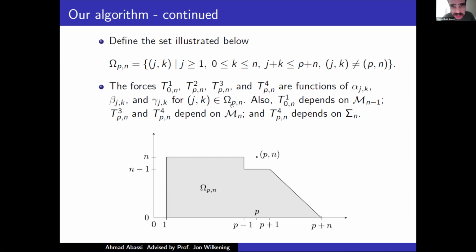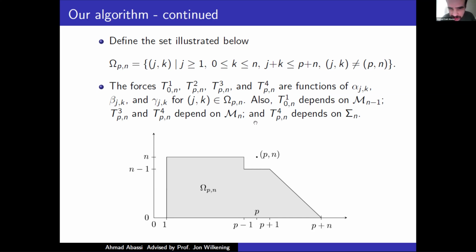And we define the set illustrated below as Omega(P_n), much like Amick and Toland did, only in our case, we don't need to worry about a P_0. So it looks like the set of lattice points that are in the shaded region for a point P_n. And the reason we do this is because just looking at the forces, it turns out that the forces T1 to T4 are functions of alpha_jk, beta_jk, and gamma_jk for jk in Omega(P_n), for the set at lattice point P_n. Basically, this set just dictates the set of lattice points upon which the forces at P_n are dependent.